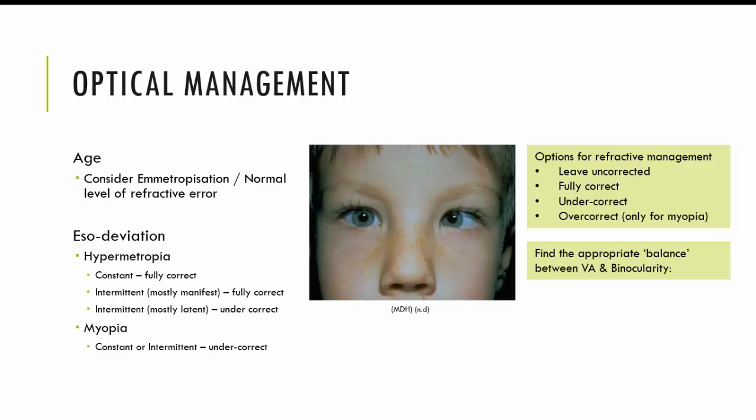BSV. Then we have the patients who have an intermittent deviation, those who are sometimes controlled versus other times they become manifest. So sometimes they've got esophoria, sometimes they've got an esotropia. What do you do in this instance? Well, if it's mostly an esotropia, so let's say 80% of the time it's esotropic or the patient has an esotropia, with 20% of the time they're esophoric, well, treat them as if they were constant. Give them the full correction.